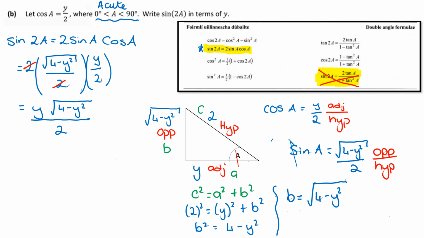Be careful, sometimes students start cancelling those square roots with the fact that 4 is squared and y is squared. But if you were to factorise that, that would be a difference of 2 squares, so those two brackets would not be the same.